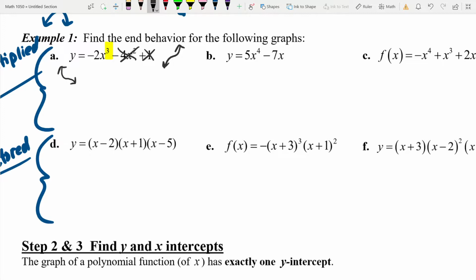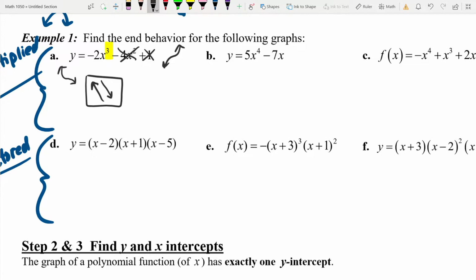Okay, so everybody in the room tell me, is it left up or is it left down? Talk to me. Left up. So that's your option of the two arrows, right? Right arrow, right up or right down? Talk to me, everybody. Right down. There's your answer. That's your end behavior.